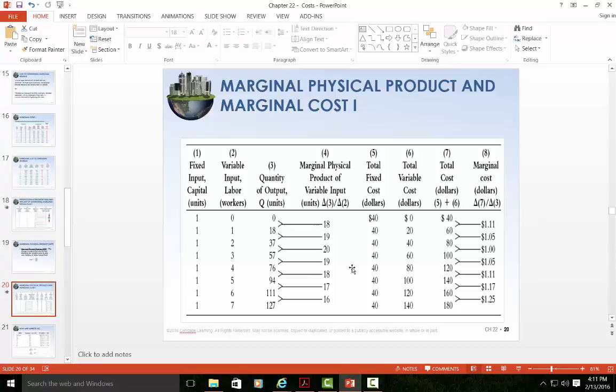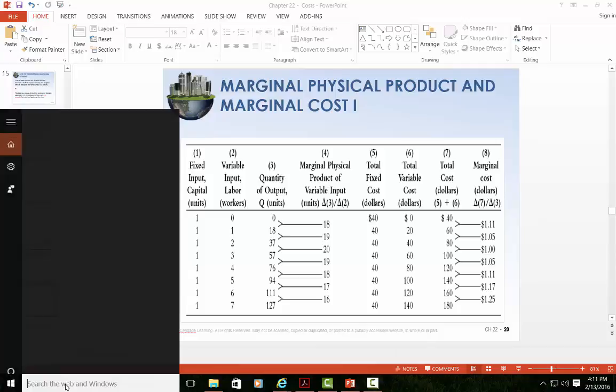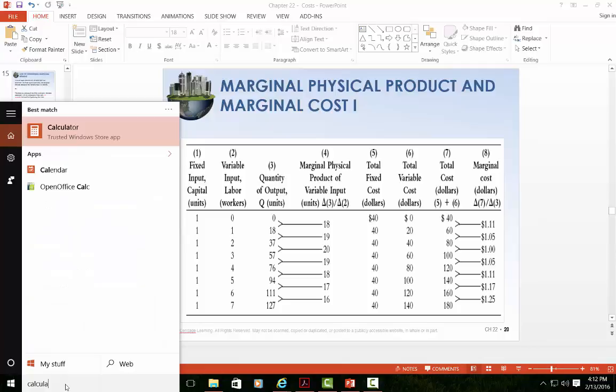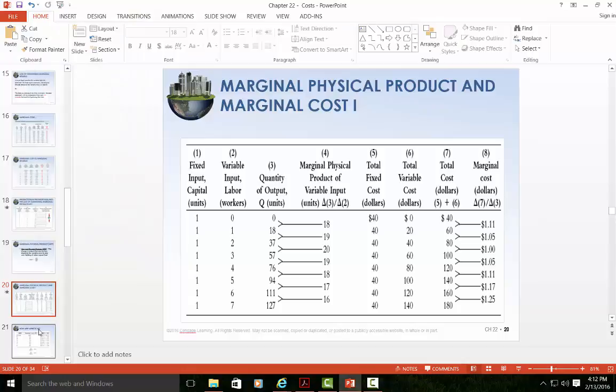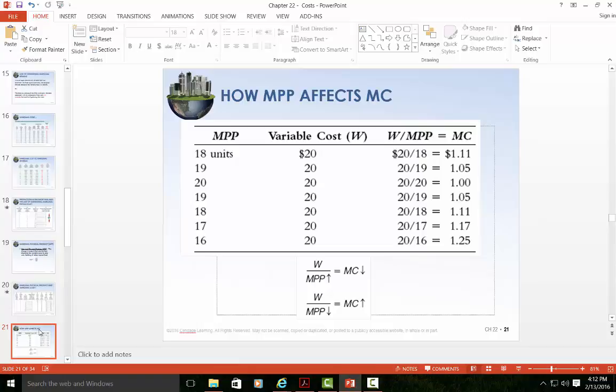I have no way of writing on this. I wish I had, but if you take 20, let's see if I can get a calculator. So if you take 20 divided by this 18, there it is. There is your marginal cost. And that's how you would do it going all the way down, if you're curious as to how that number gets calculated. I didn't even realize, there it is for you, doing the math to show exactly how that gets calculated.